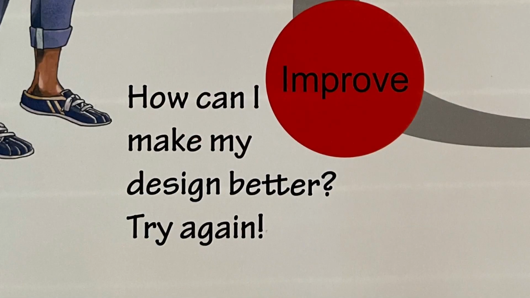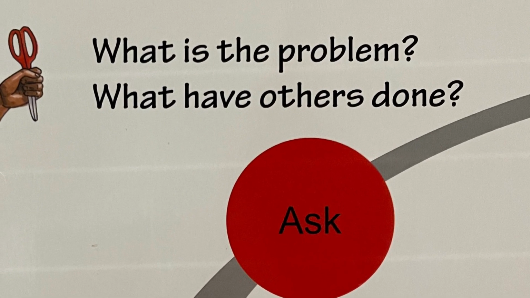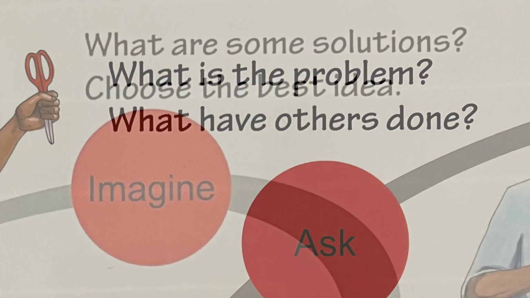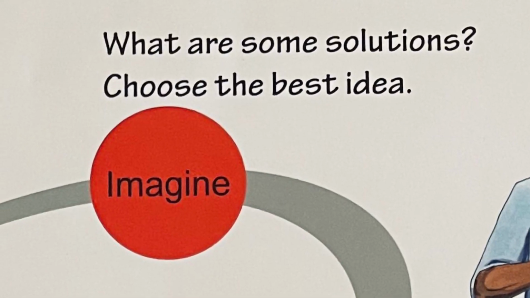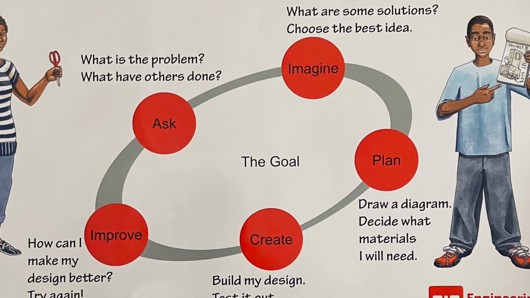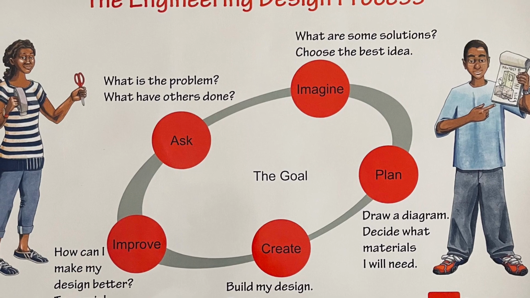Once you test it, does it work the way you want? How can you make improvements? So what is your problem? What have others done to solve the same problem? What are some of the best solutions? And then choose that best idea. Go back to testing your idea and then improving it over and over again until it's just how you like it.